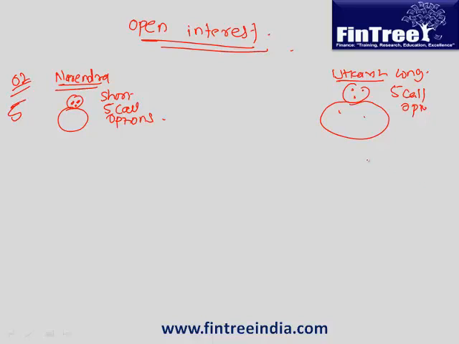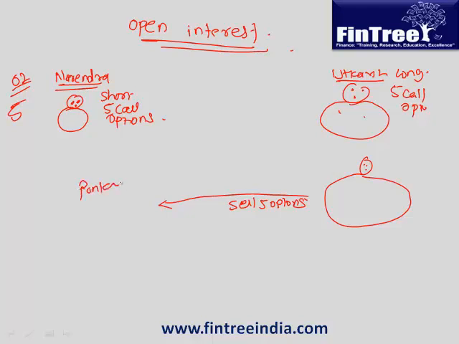Let's say the next day, I had a heavy dinner. So I come to the market and I sell my 5 options. I had a long position, that means I had purchased. So I sell my five options to, let's say, Pankaj now. So now those options are owned by Pankaj. What is the open interest in the market?